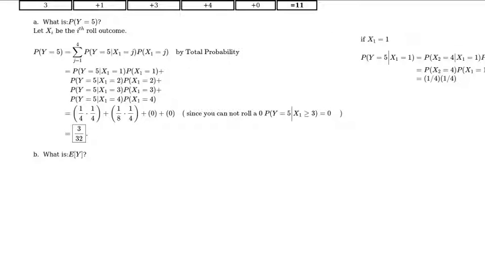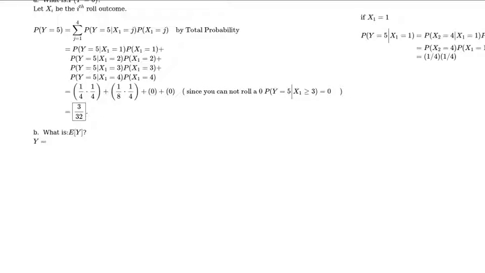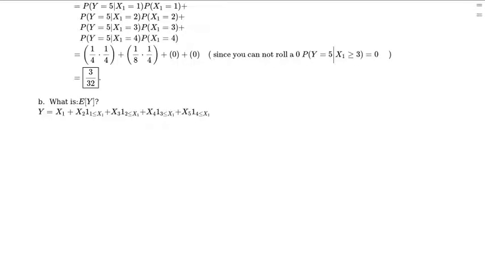3 over 32. For part B, we use indicator functions in lieu of conditioning. And so if we think of Y, well, X1 would always count in Y. And X2 also would always count in Y. And we could write that as X2 times the indicator that X1 is at least 1, which it always is.